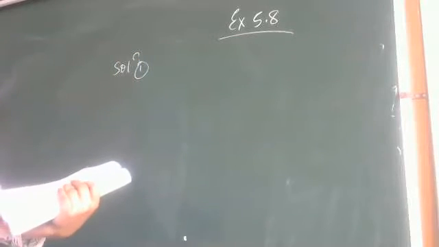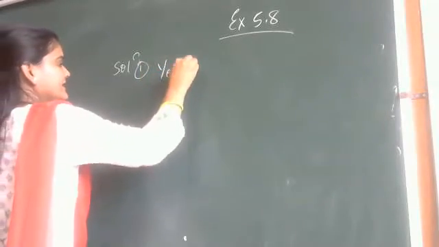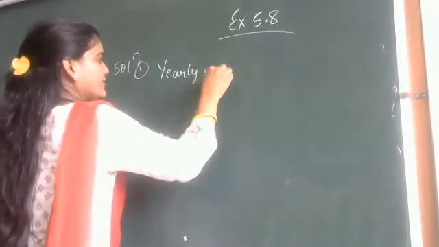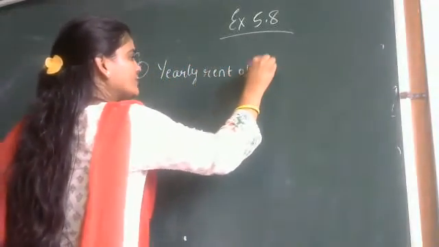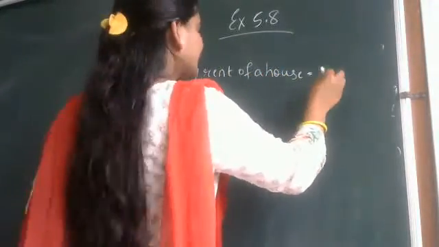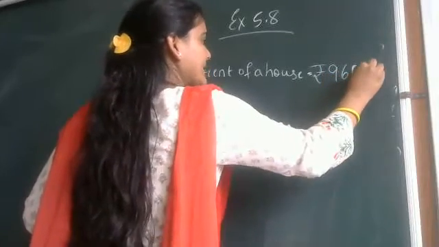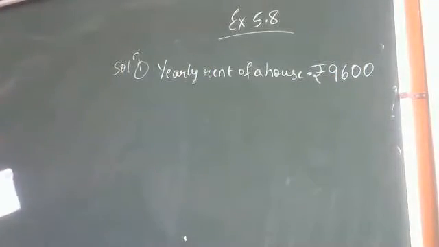Okay. Yearly rent of a house is how much? 9,600 rupees. Is it correct? Till here, any doubt?